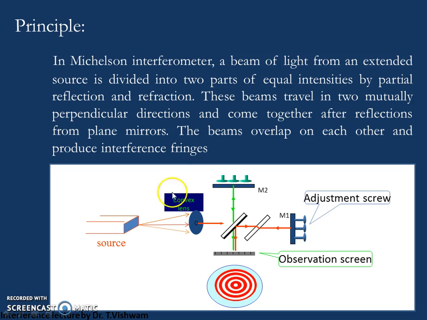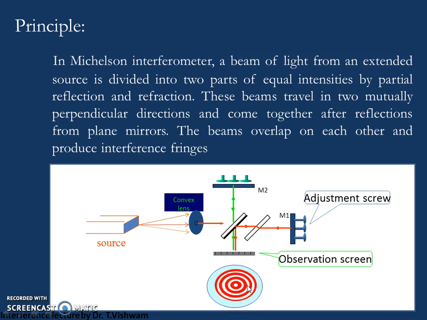I'll repeat once again. In a Michelson interferometer, a beam of light from an extended source is divided into two equal intensities by partial reflection and partial refraction. These beams travel in two mutually perpendicular directions and come together after reflection from plane mirrors. These beams overlap on each other and produce the interference fringes.